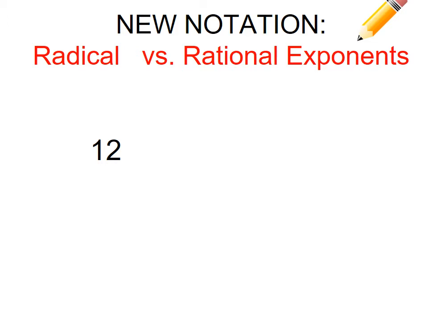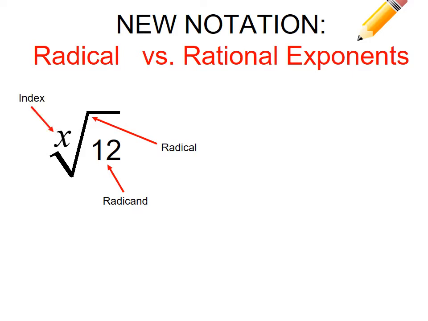Let's talk about a new notation, radical versus rational exponents. Remember that the checkmark symbol itself is called the radical. The number underneath is called the radicand. And the number out front is called the index. When we have a number with an exponent, it's still called the exponent, but we're going to refer to it as a rational exponent.